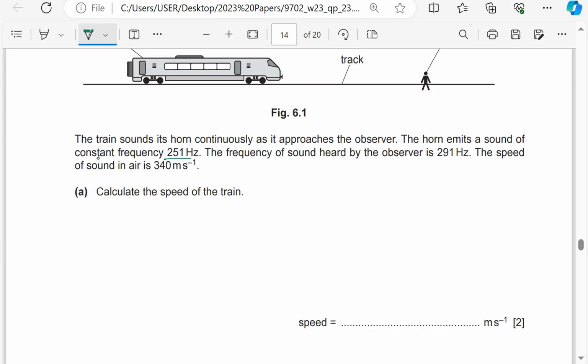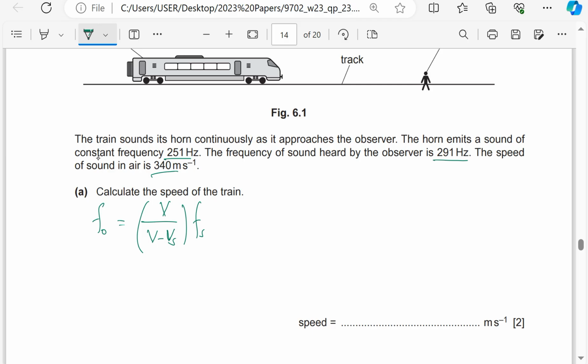The frequency of sound heard by the observer is 291 Hz. The speed of sound is 340. Actually, we need the speed of the train. So since it is towards, the frequency is higher. And if the frequency is higher, we know that f0 is going to be v divided by v minus vs, then times the frequency of the source. That is for high frequency. If it was moving away, it would be plus.